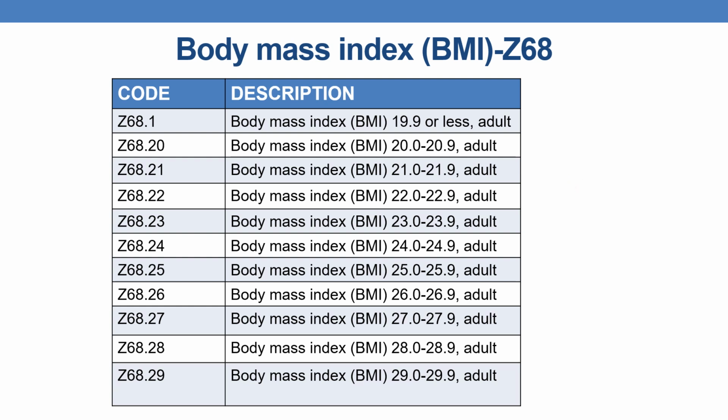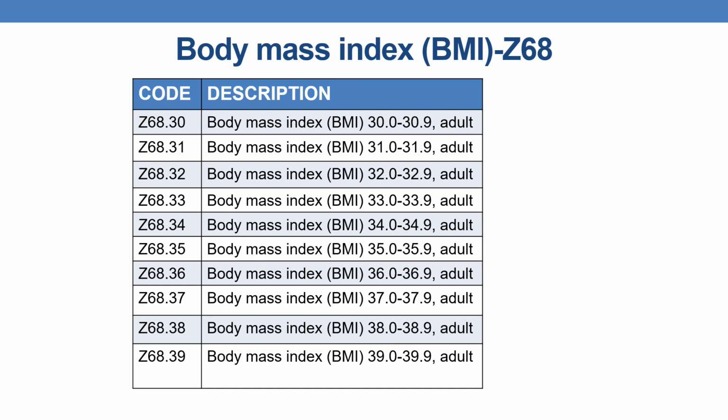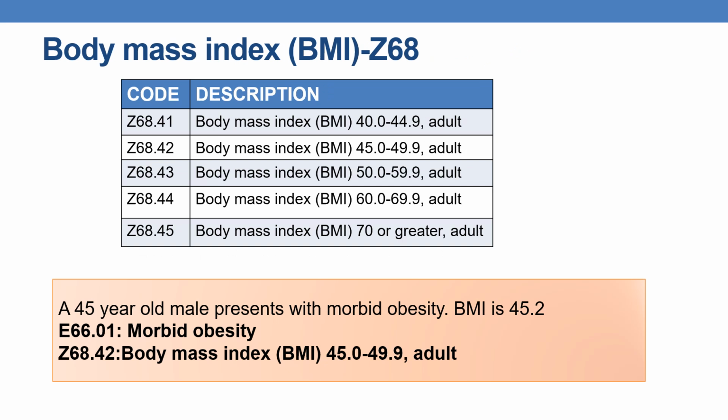In the next slide, you can see here also the same logic is applicable. Z68.30 indicates when the BMI is in the range 30.0 to 30.9. 31 indicates 31.0 to 31.9. 32 indicates 32.0 to 32.9, and so on. Z68.39 indicates BMI in the range 39.0 to 39.9. All are adult codes. But the BMI varies once it is above 40.